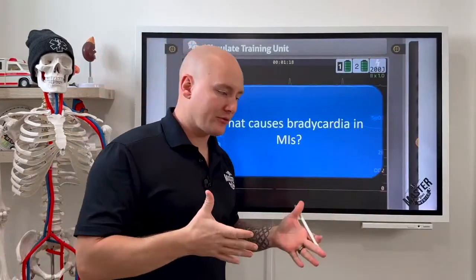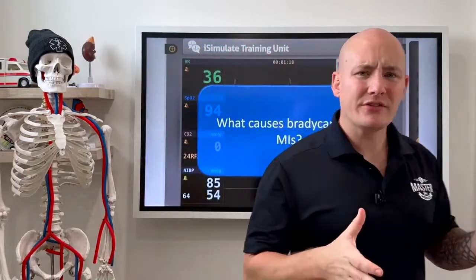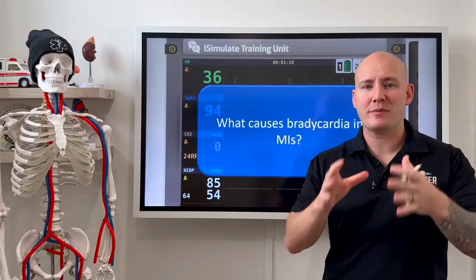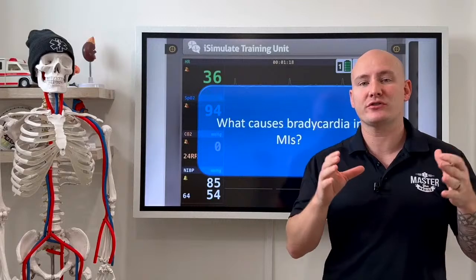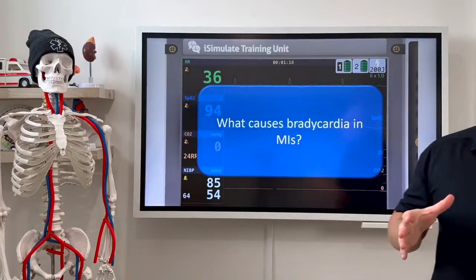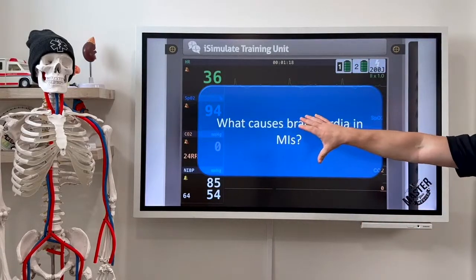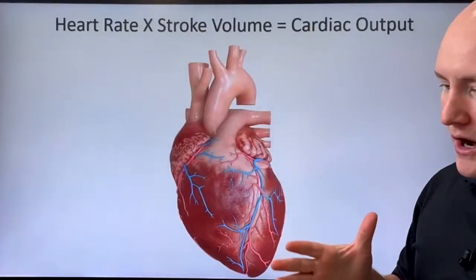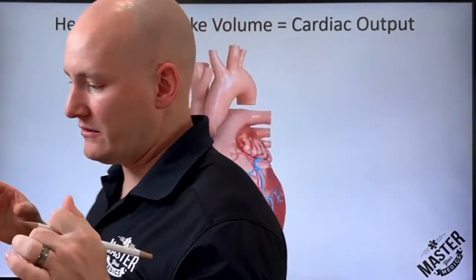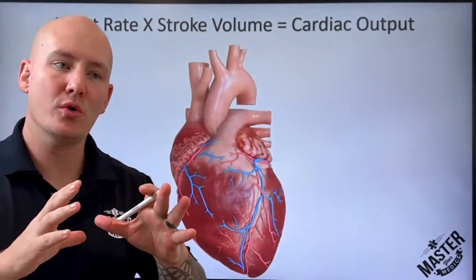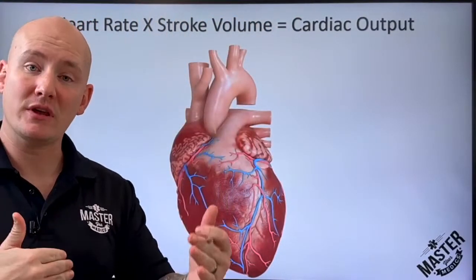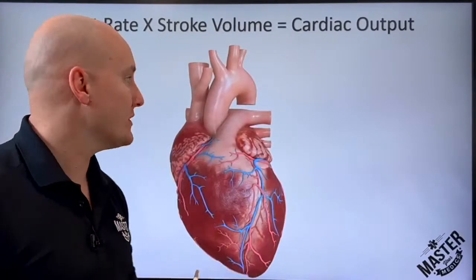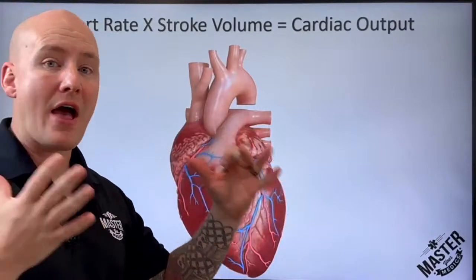Which leads me to the next question: what causes bradycardia? Like I said, 25% to 30% of patients that have myocardial infarctions have associated bradycardia. So what causes that bradycardia in a myocardial infarction? Well, what causes that bradycardia is simply damage to the pacing pieces that we use in order to drive the heart rate. And those two pieces are the SA node and the AV node.